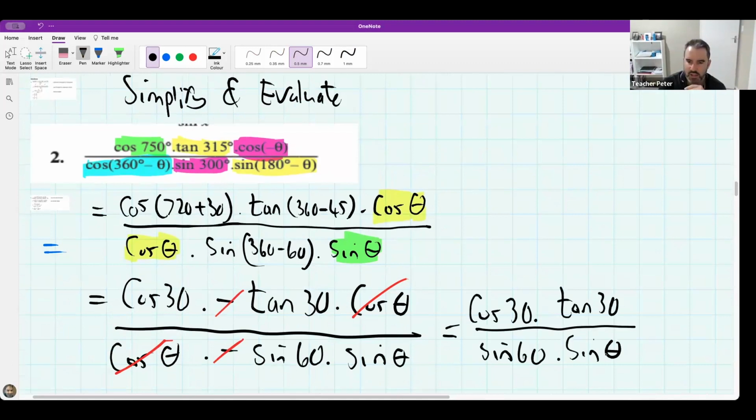Now, I don't know if you guys spotted this, but can you see that we have a cos of 30 and a sine of 60? And actually, you could change the yellow or the green one using a co-ratio to become something that cancels out. Which one would you change? Would you change the sine of 60 or would you change the cos of 30?